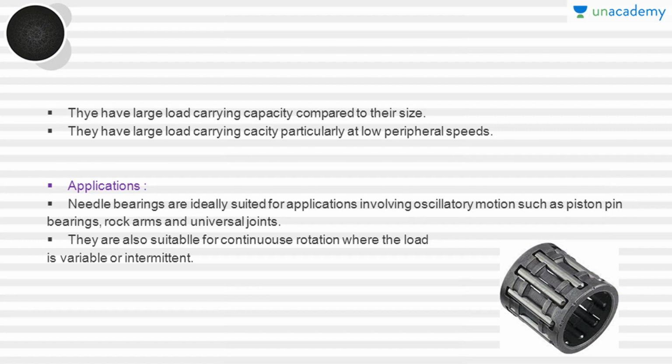Needle bearings are ideally suited for applications involving oscillatory motion such as piston pin bearings, rocker arms and universal joints. So this is the needle bearing which is used in piston pin applications, and they are also used in applications involving oscillatory motion such as rocker arms and universal joints. And they are also suitable for continuous rotation where the load is variable or intermittent.